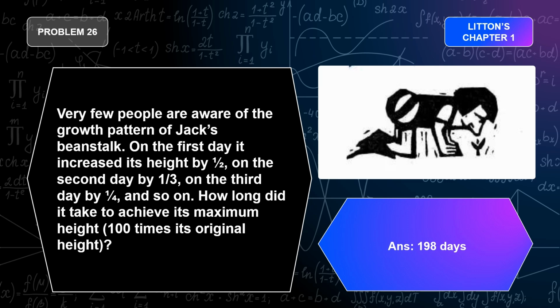The correct answer is 198 days. Every day it increased its height by 1/2 of its original height. In 198 days, it reproduced its height 99 times and was therefore 100 times its original height.